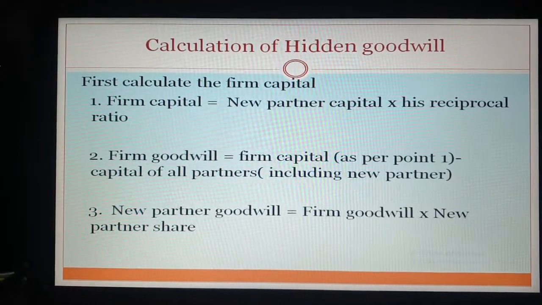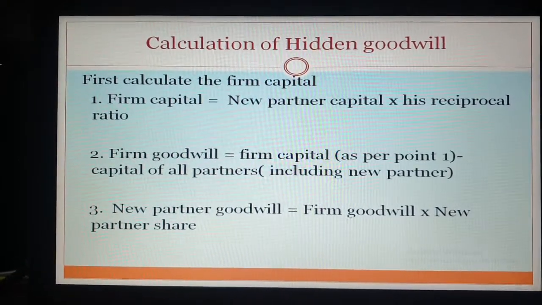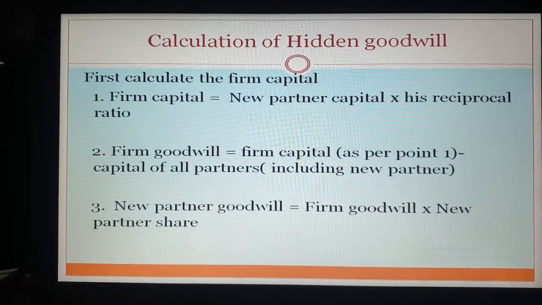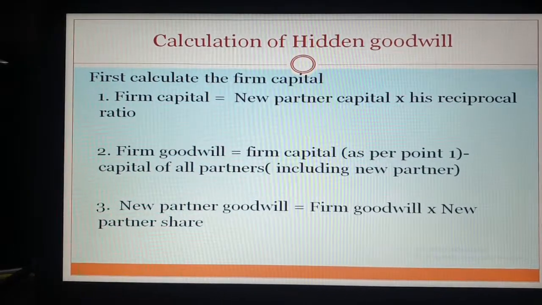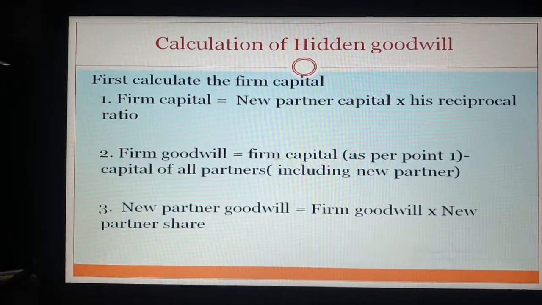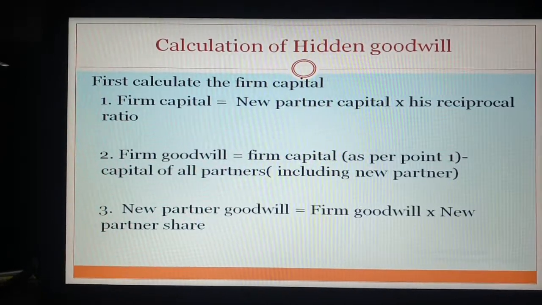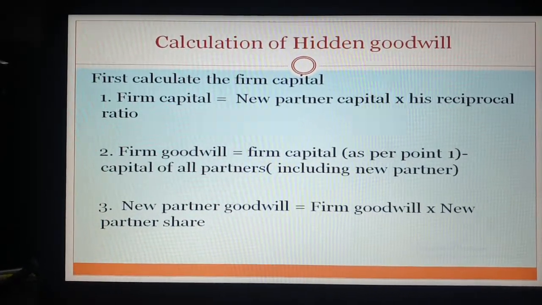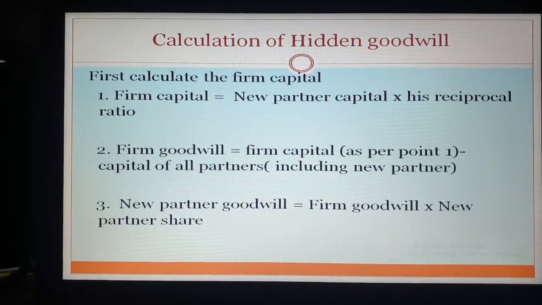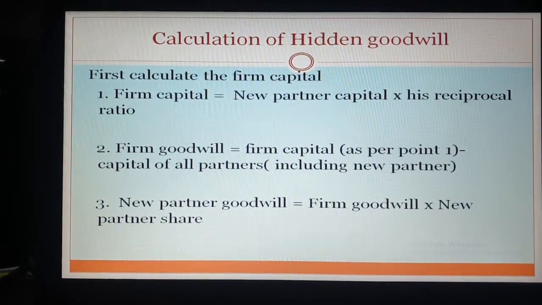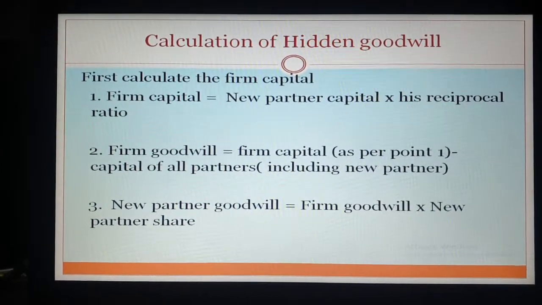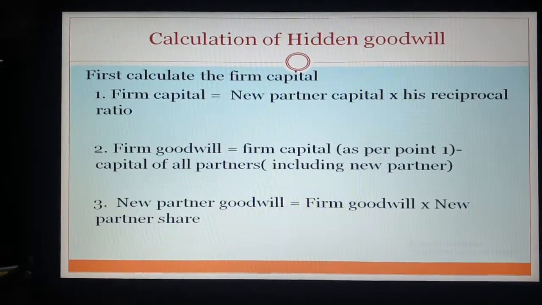Now at the time of admission, you have to calculate the goodwill of the new partner. How will you calculate the goodwill of the new partner? The firm goodwill we already calculated in point number two. So on the firm goodwill, you have to calculate the new partner's share. Suppose the new partner's share is 1/5, then 1/5 of the firm goodwill will be the new partner's goodwill.